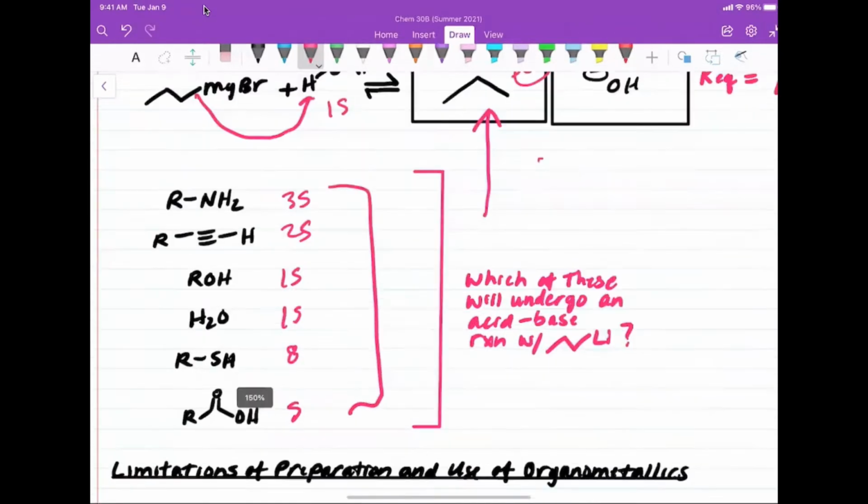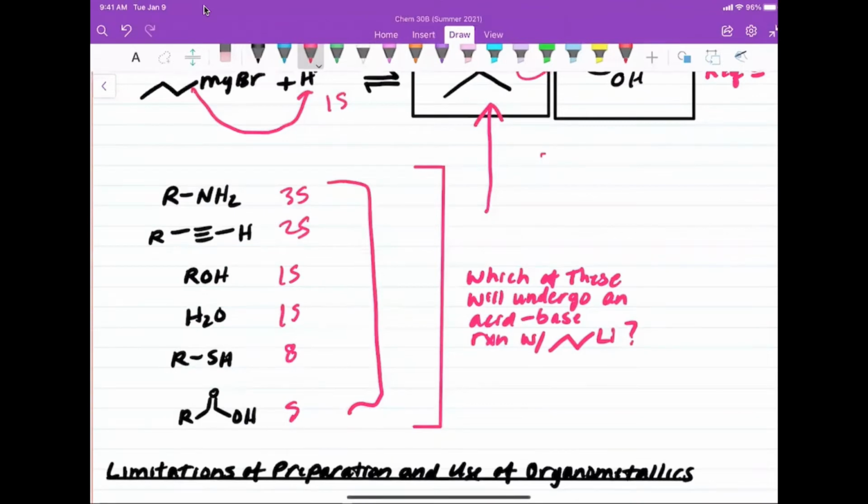So we cannot have any of these functional groups around unless they're the thing we want to react with. If we want to do that acid-base reaction, then by all means, that's great. We can do that acid-base reaction. But if you're intending this organometallic to serve as a nucleophile somewhere, but in the meantime, you've got all these things that can react with it in an acid-base fashion, and remember, acid-base reactions are super fast, then these are going to be problematic.